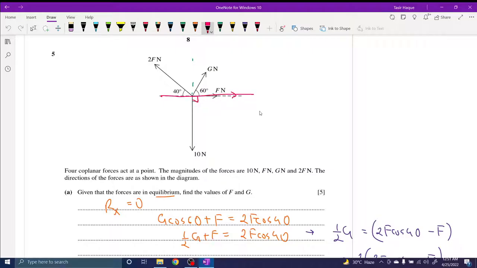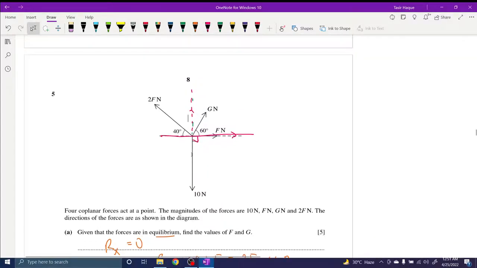Since it's perpendicular to the 10 newton force, which is vertical in direction, that means the net force is in the horizontal direction. Or we could say that the forces in the vertical direction actually cancel out. That's the logic. There will be no force in the vertical direction since the net force is in the horizontal direction. So how can we do this actually? Let's cancel the vertical forces out. So it's G sin 60, plus 2F sin 40.